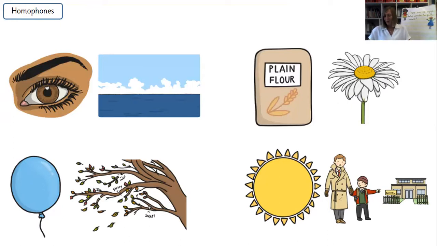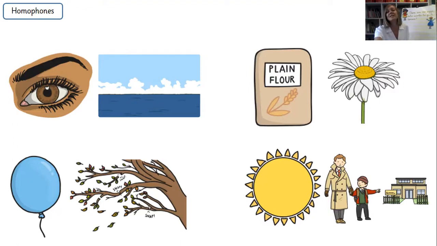Okay, there's 1 more. Let's see if I can trick you out, or are you going to be too brilliant? Sun. Which picture are you going to point to? Wow, if you pointed to the bright yellow sun, you are right. Well done. The other way of spelling sun is a bit trickier. S-O-N. And that would be the dad that is walking the son to school. Great job, everybody.